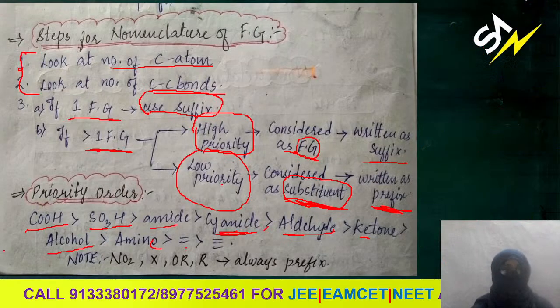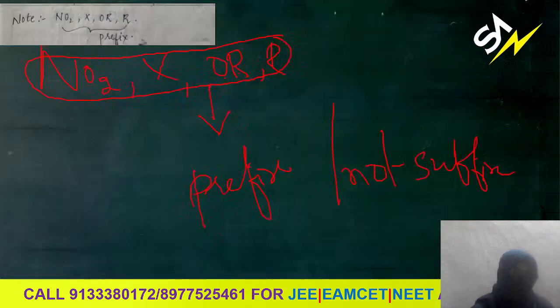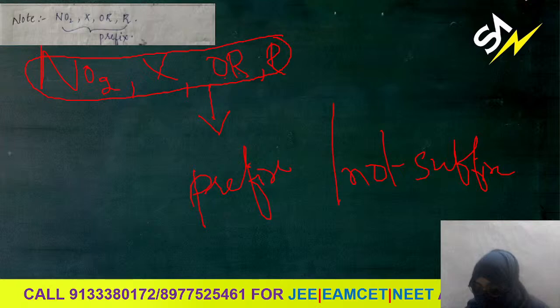Next are the steps. Third is the priority order. With these three things only, we'll be able to write the name of any functional group. Any doubts?